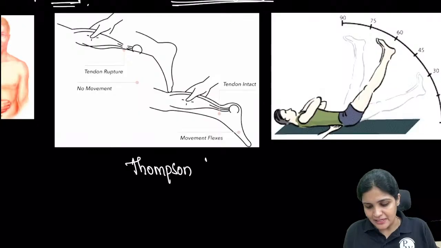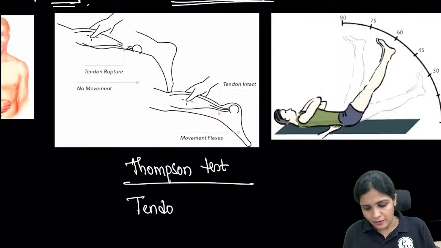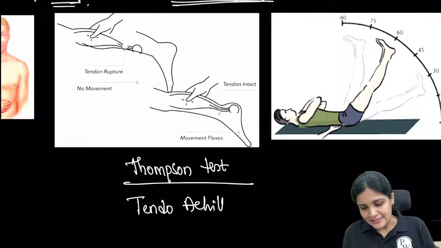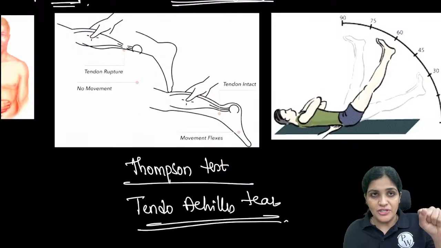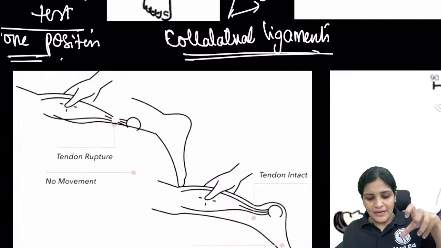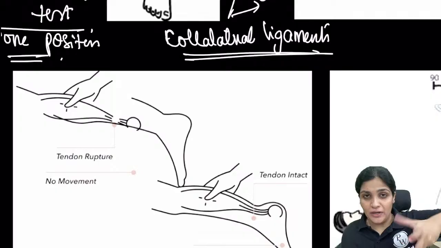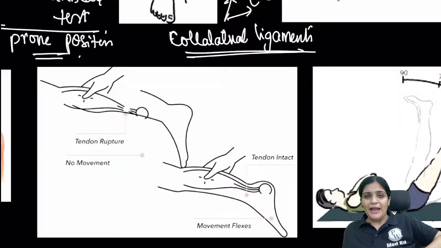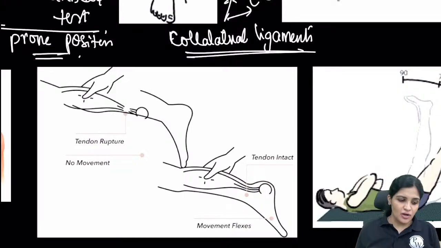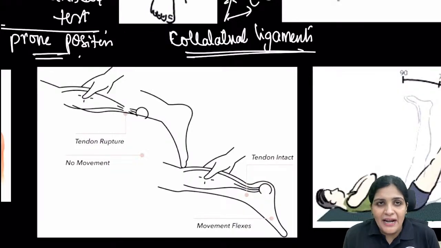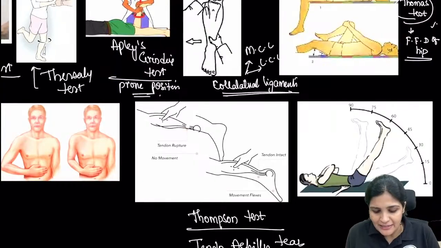This is Thompson test. Thompson test is for your tendo-Achilles. Whenever there is a tendo-Achilles tear, what you do is squish, you compress. You press the gastrocnemius and soleus, which is what forms the tendo-Achilles, right? So whenever the tendon is intact, it will cause plantar flexion. If the tendon is not there, it will result in no plantar flexion. So this is your Thompson test.